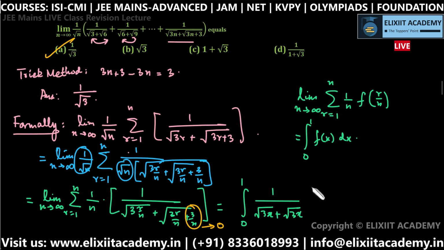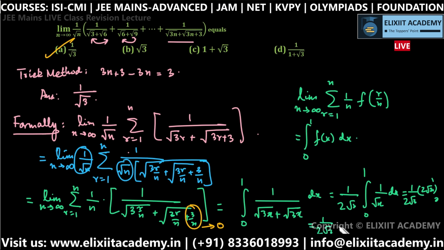Okay, now this is one basic integration. So this is 1 upon 2 root 3 into integral 0 to 1, 1 upon root x dx. So this is 1 upon 2 root 3 multiplied by 2 root x. The range goes from 0 to 1. So this is 1 upon 2 root 3 multiplied by 2, which is 1 upon root 3.